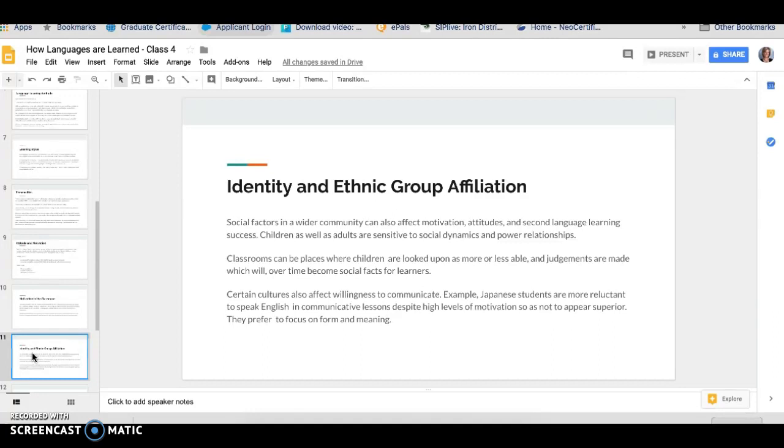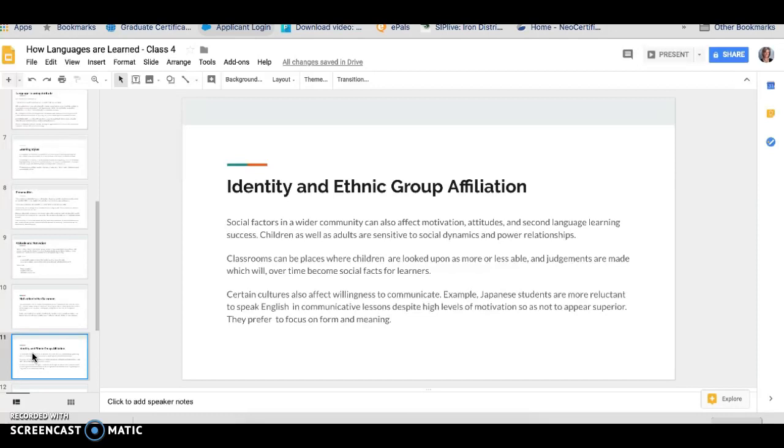Another big feature here is identity and ethnic group affiliation. Social factors in a wider community can affect motivation, attitude, and second language learning. Children, as well as adults, are sensitive to social dynamics and power relationships, and that affects their learning. Classrooms can be places where children are looked upon as more or less able, and judgments are made, and that can be a social environment that affects learning.